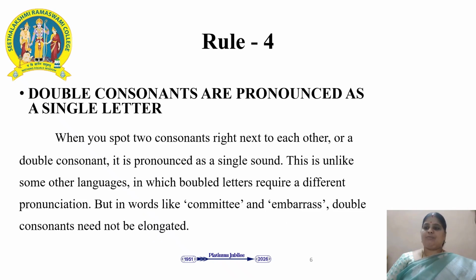Now here is rule number 4. Double consonants are pronounced as a single letter. When two consonants are placed next to each other in a word, it is pronounced as a single sound. In some languages, the double letters require a different pronunciation, but in English, it is a single sound. For example, words like committee and embarrass, which have double consonants, need not be elongated.